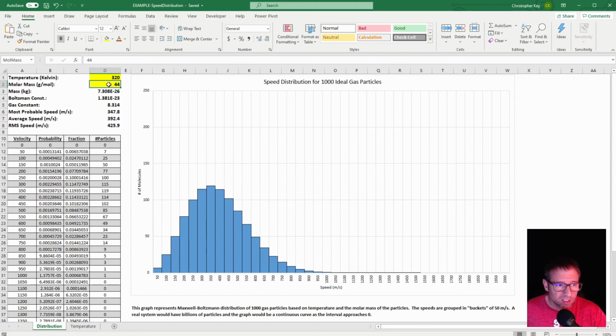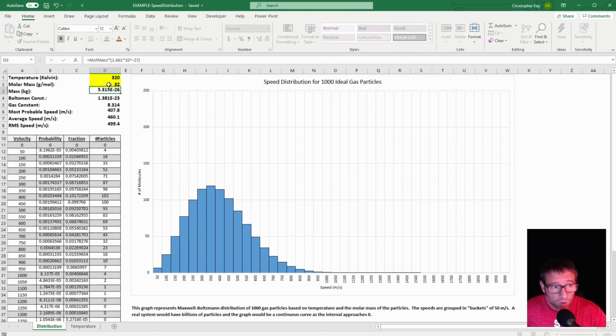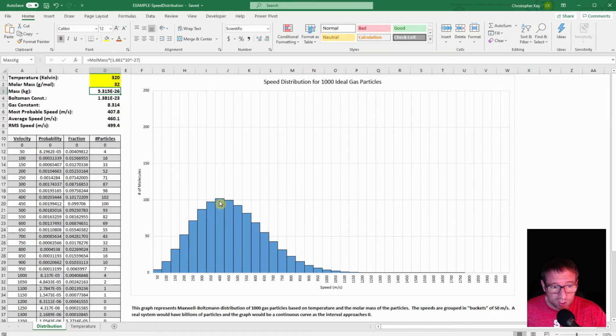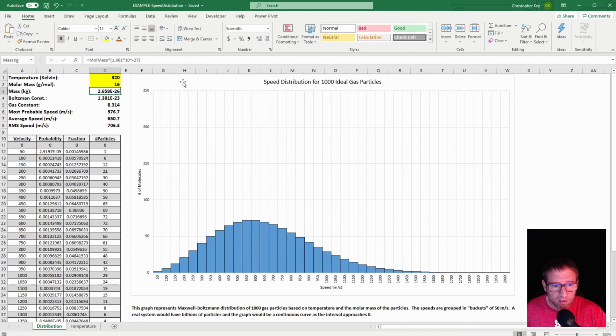So we can keep playing around with this. If we want to drop down to, say, something like oxygen, which is 32 grams per mole, we can see that the average speed increases. You see my average gets higher, 460. Now the graph starts looking lower and more spread out, but the actual average speed is increasing. Let's do something that will move quite a bit faster, maybe something like methane. When I look at methane, you can see the average speed increases, but it starts becoming more flat, more laid down, as the particles are moving faster and they're spread out over a lot more speeds.